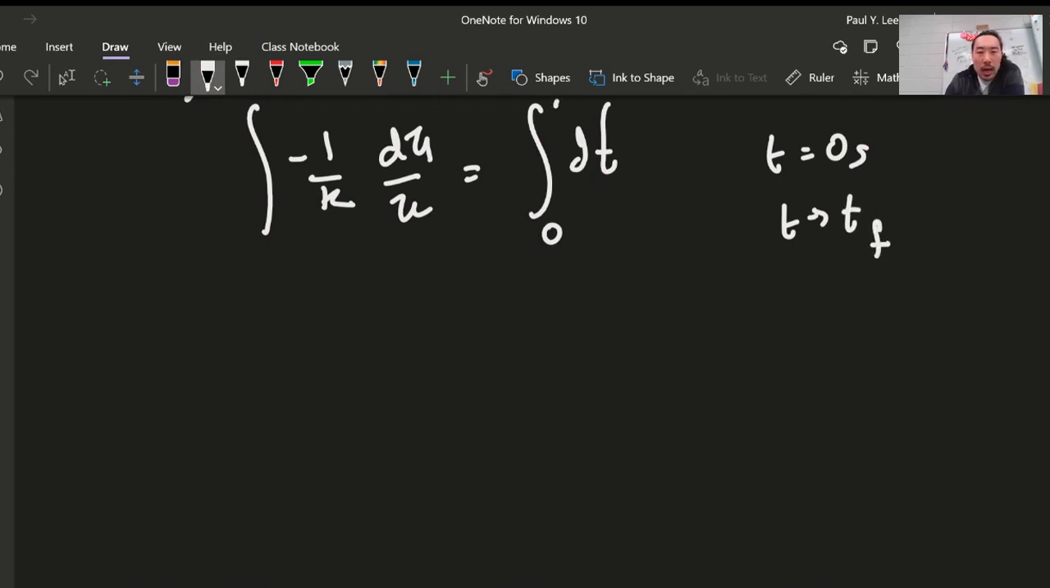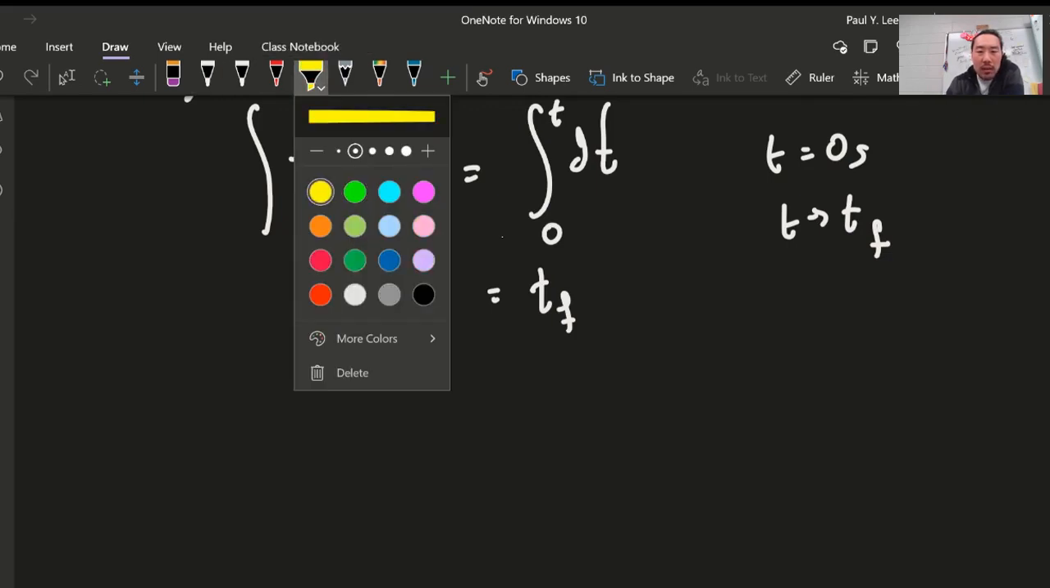So we get the bounds over there, and the integral of dt just gives us t, or in this case, t final. I'm just going to leave that f out. Just know that the f will be there, but just to save time and space, I'm not going to include that tf.